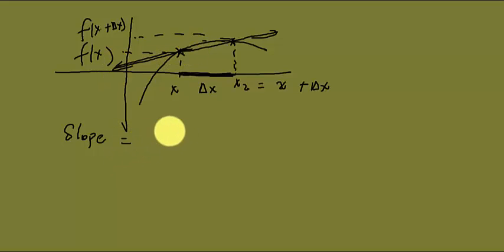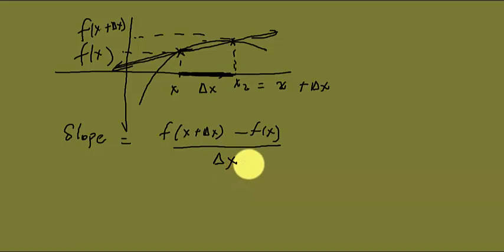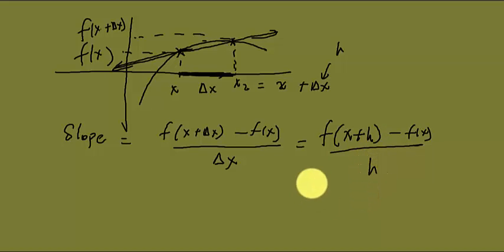Then you're going to go f of x plus delta x minus f of x, all that over change in x, which is delta x. So instead of writing x2 minus x1, we can write delta x. Sometimes, instead of writing delta x, we can call that h. So this can also be written as f of x plus h minus f of x, all that over h. And this is the slope of this line right here.